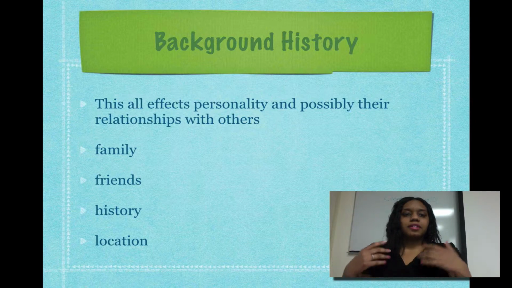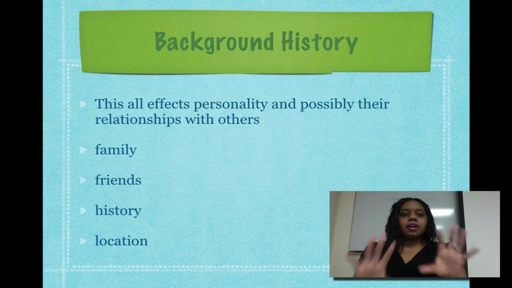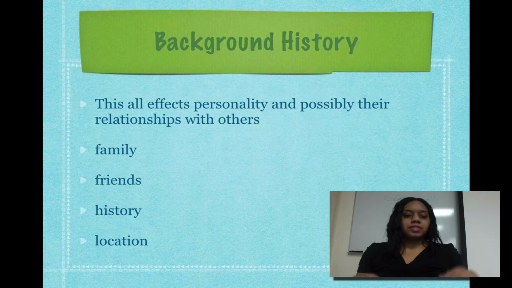Your family raises you, your friends are who you interact with. It all comes into play with their personality. So all of this affects them. If they were living in the jungle, for instance, they'll probably have a different outlook on life than a person living in an inner city versus someone that was living in a rural area. So all of that comes into play.